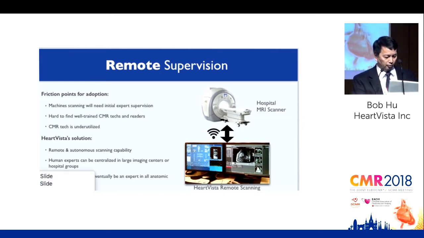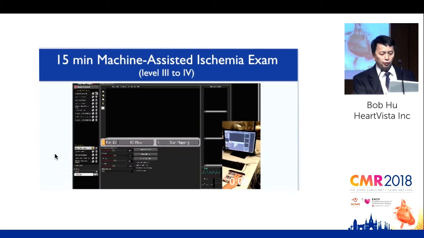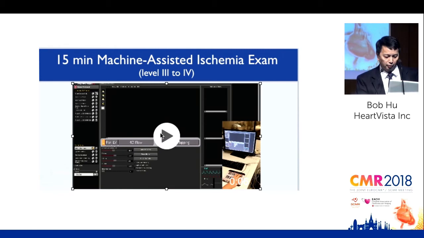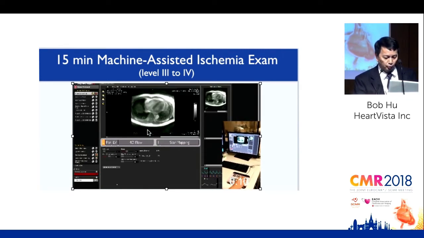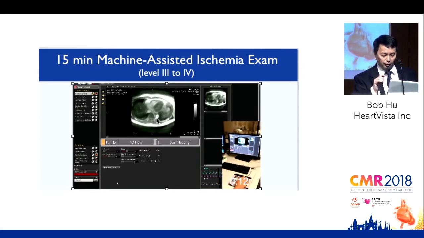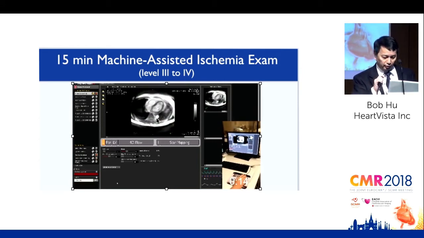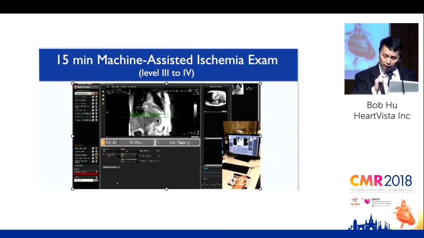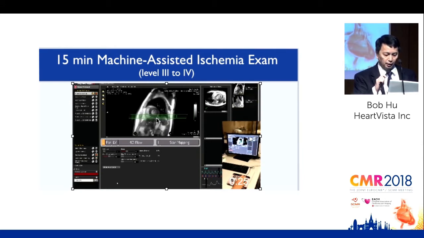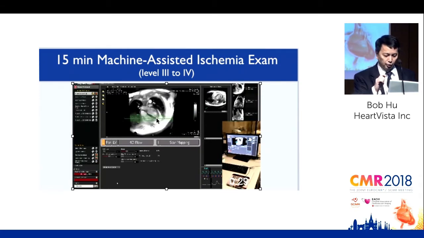Finally, when you put this all together, what I'm going to show you here is a video of a 15-minute exam. Now this slide is a little busy. I'm going to try to explain it as I go along. But first, as I said, we're going to find all the imaging planes that are necessary. And then we're going to do a perfusion stress study. And then we're going to obtain the LV function. And then we're going to do a 4D flow imaging study. And then finally, we're going to do a full set of delayed enhancement evaluation.